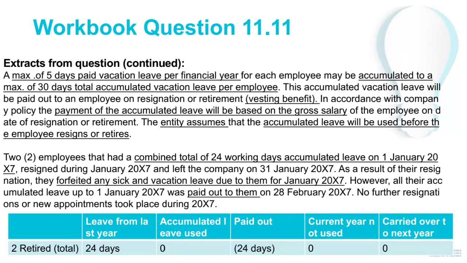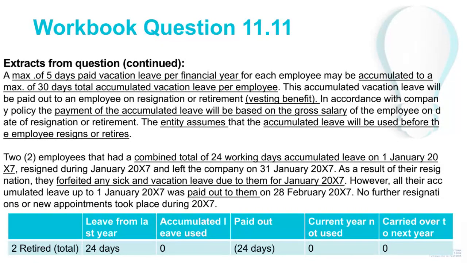Why is this type of leave accumulative? Because we are able to transfer it from 1 year to the next. This vacation leave now, we're not talking about sick leave, we're talking about vacation leave, is accumulative. We're able to transfer it from 1 year to the next, and it's vesting because when someone resigns or retires, they get it paid out. Okay, so far we're all on track.